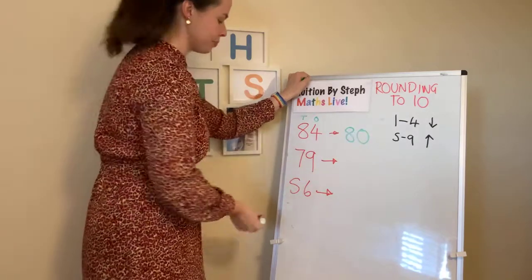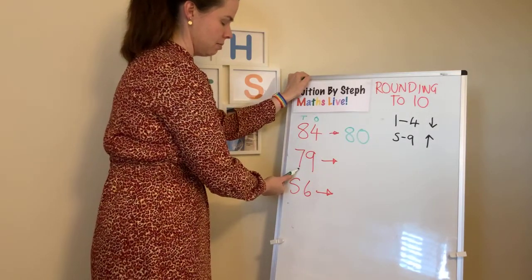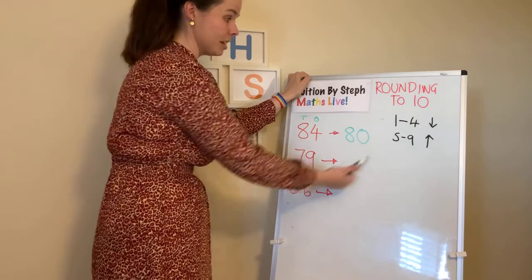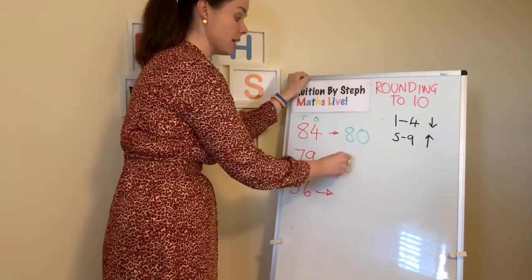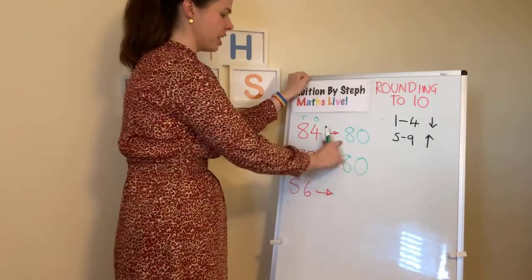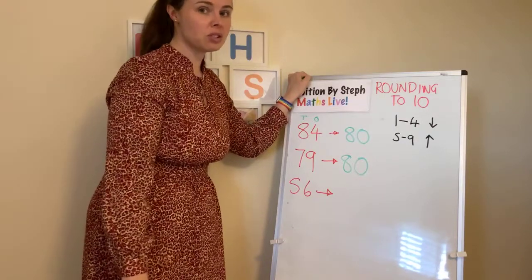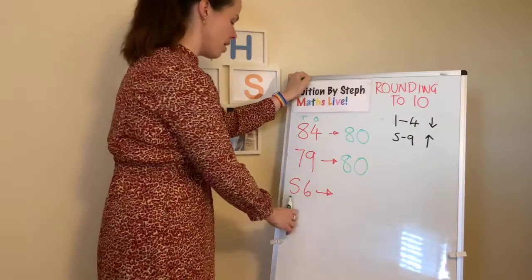So we're in 80. Next one, 79. We're currently in the 70s, but do we need to go up to the 80s? Well, 9 tells us to round up. So the answer to that one is also 80. Don't freak out, by the way, if you're wondering whether it's right that both answers are the same. As long as you follow the rules, then that's fine.